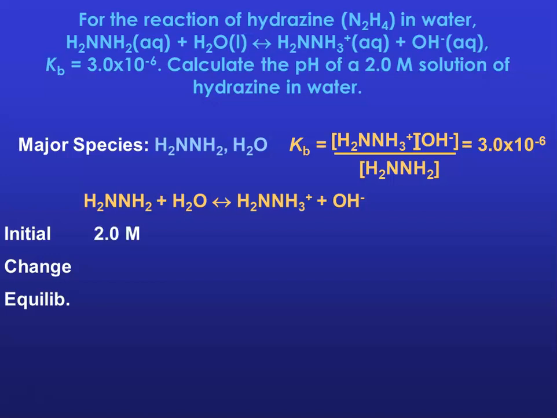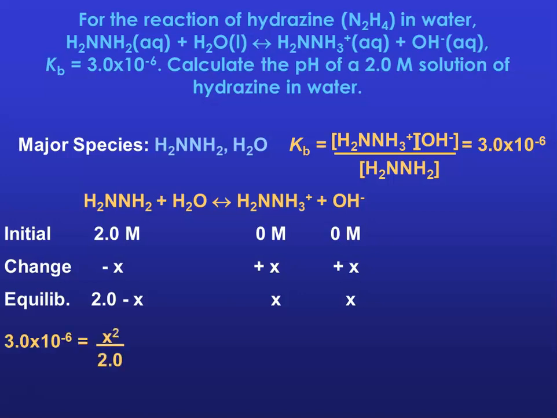We know the initial concentration of our base. We don't have any of its conjugate acid or of the hydroxide ions. Reactants have to go down, the products have to go up. But if we look at that initial concentration of our weak base compared to the Kb value, it is ridiculously larger than that Kb value. So we're going to make the assumption that that X is going to cause a negligible change in the concentration of hydrazine. When I do my calculation, I get that the X is 0.0024.